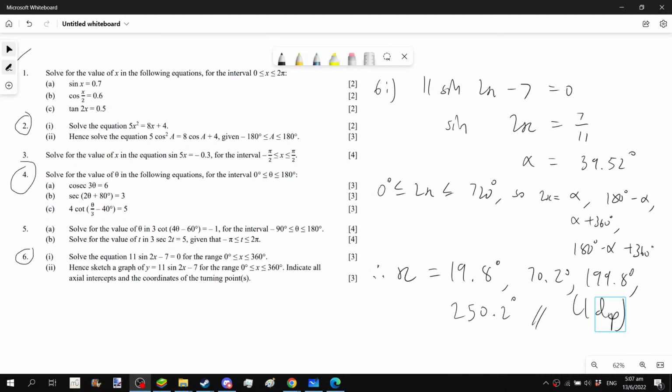Right, so these are your four values. Remember to leave them to one decimal place because they are non-exact answers in degrees. One thing to also take note of, of course, is that you might have seen me make the mistake. I forgot to divide by 2. Right? We're finding x, so make sure you divide by 2. You're not finding 2x, you're finding x.